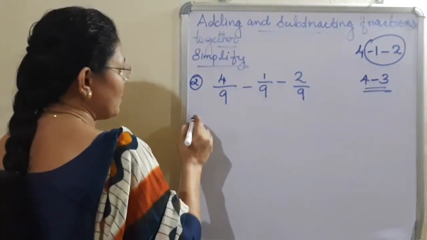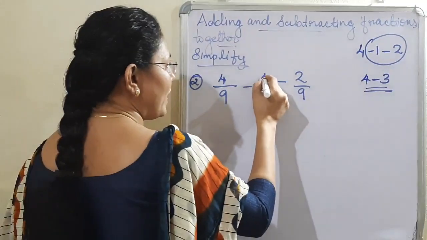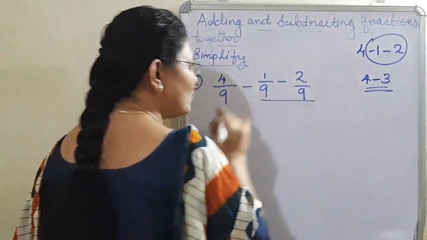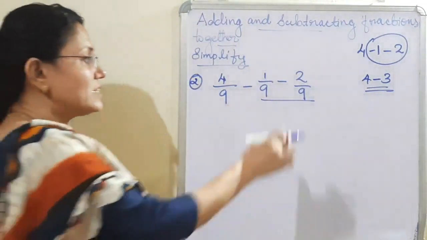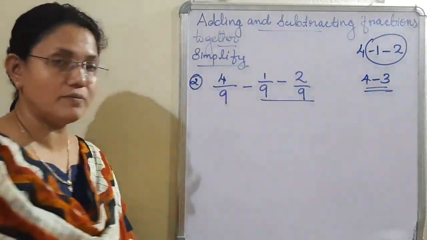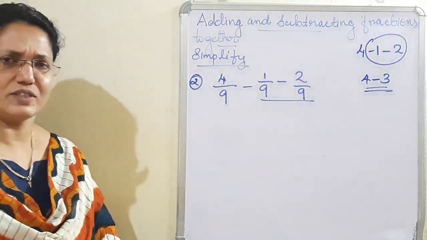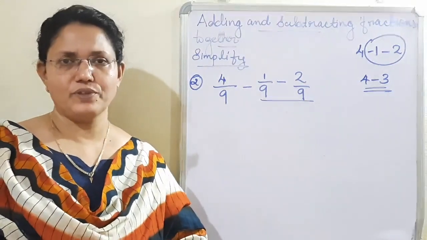Similarly, first what we have to do now? Find the sum of these two. What is the sum of these two? That total we have to subtract from 4 by 9. Okay, with another example I will show you.